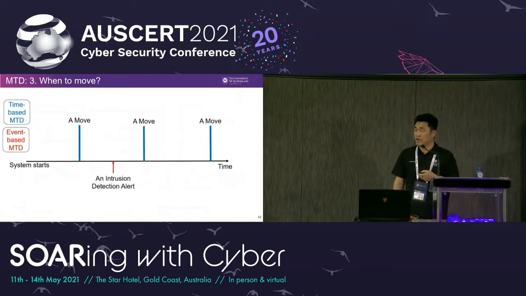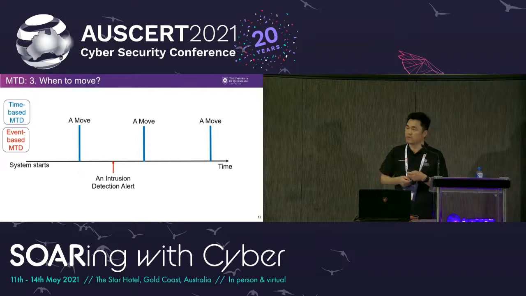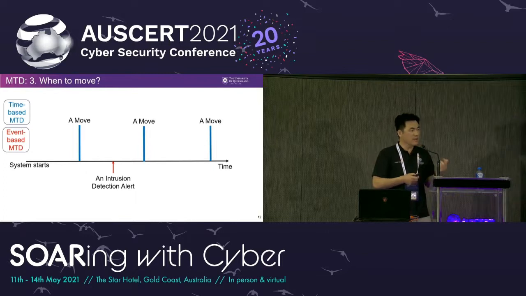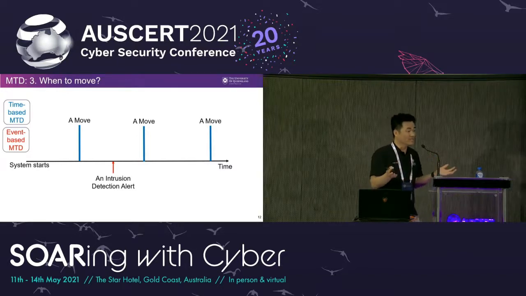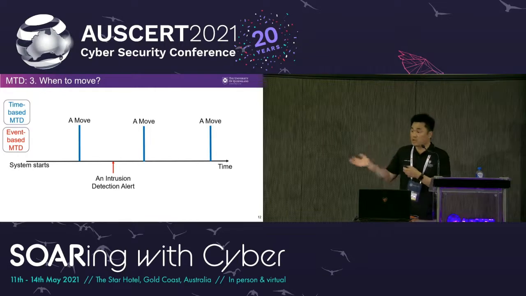For example, on intrusion detection, an alert is generated, then it may trigger a move, rather than waiting until the next interval. That's the idea. So this event can be many different things. This event can be user-driven. So I want to do it randomly to protect the system against much more intelligent attackers. And this can be combined together. So this is called hybrid triggering. Event-based and time-based MTD can be used at the same time.